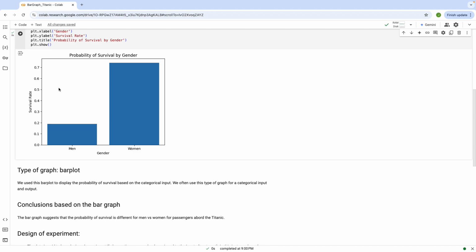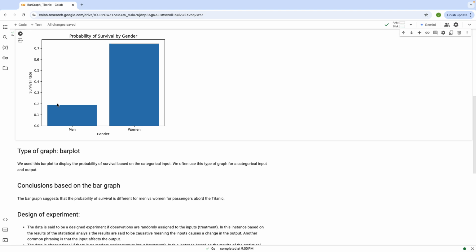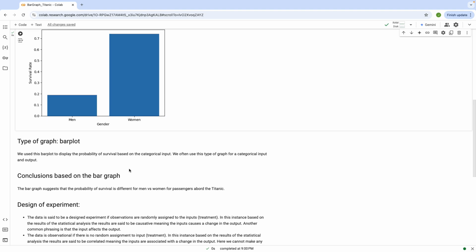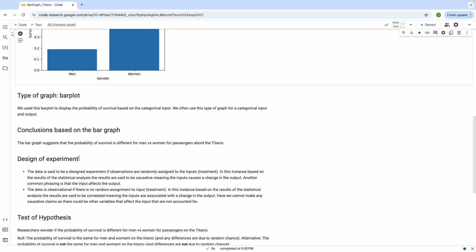So based on this graph, the question that's being asked is, does gender affect your probability of survival? That is, if you're a man, do you have the same chances of surviving the Titanic as a woman? And here, based on this graph, it does not appear to be the case. So the conclusion from this bar graph is that it suggests the probability of survival is different for men versus women on the Titanic.